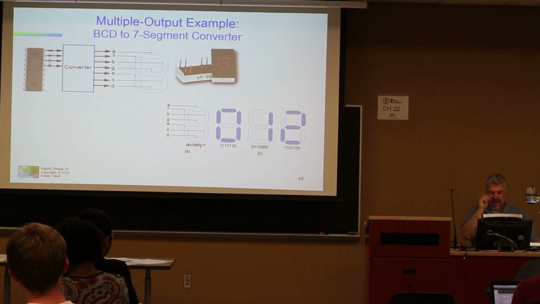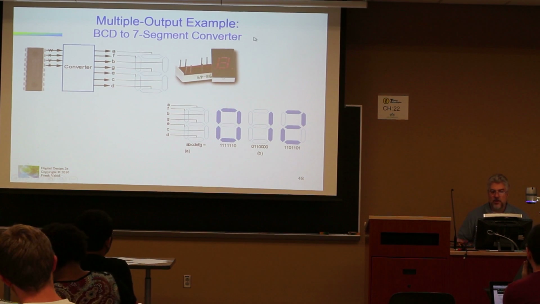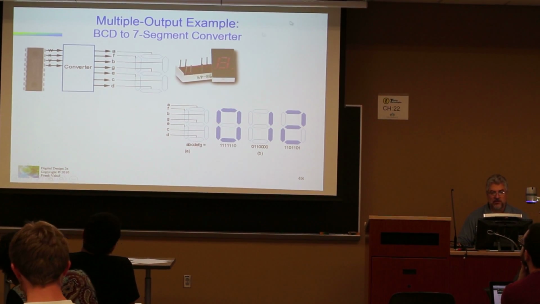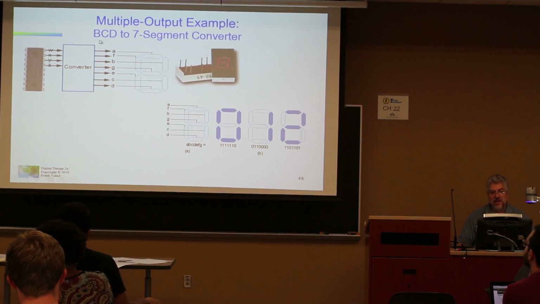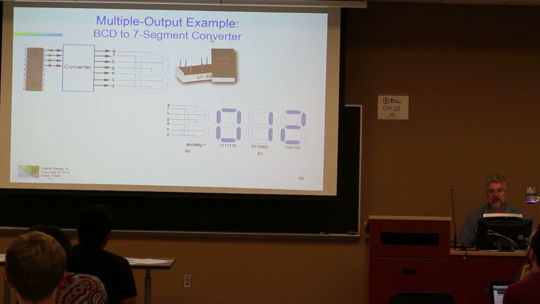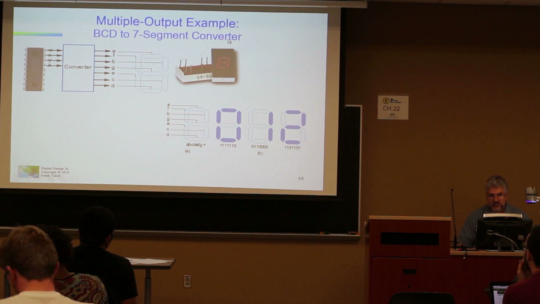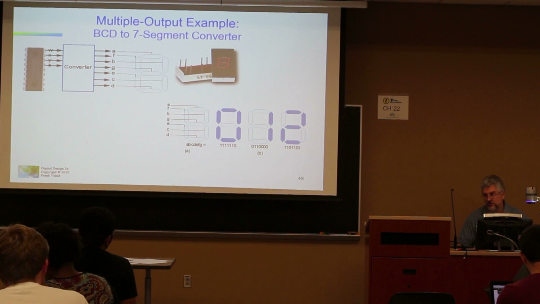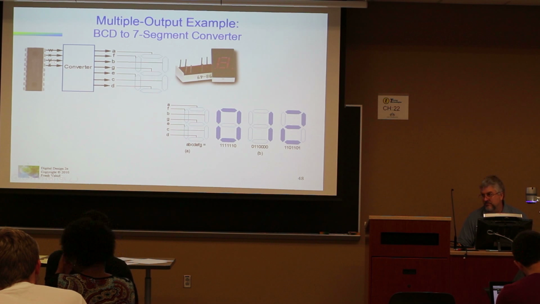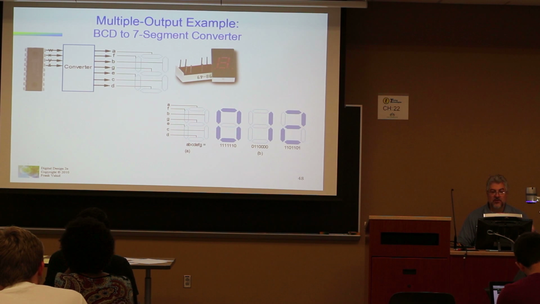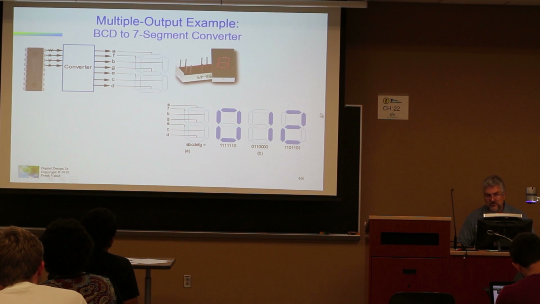Welcome back. Right now we're going to switch gears a little bit and take a look at this multiple output example. This is a BCD to 7 segment converter. You should pay attention to this because lab number 2 is going to be a hexadecimal to 7 segment converter. On your board, you're going to have 4 of these side by side. This is for lab number 2.